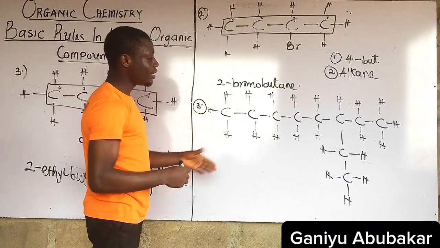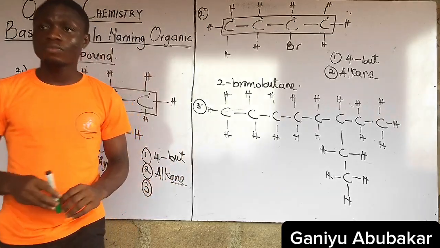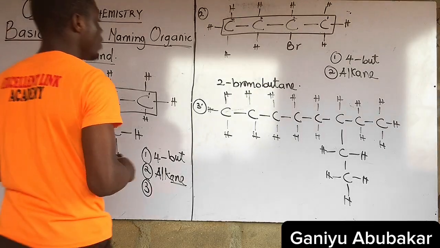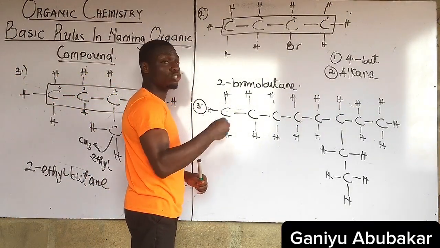Let's name this organic compound here. How do you name this one? We said rule 1 says select the longest continuous carbon chain.